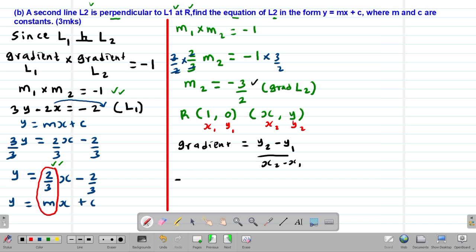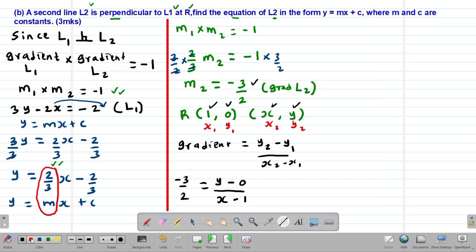So that implies that -3 over 2 must be equal to y2 minus y1. My y2 is actually y, using the general point selected. Then my y1, of course, is 0. Then divided by my x2, which is the coordinate x, then minus x1, which of course is positive 1.